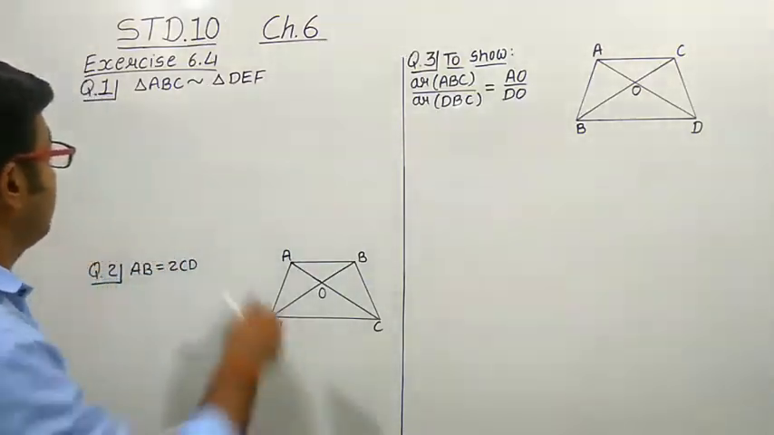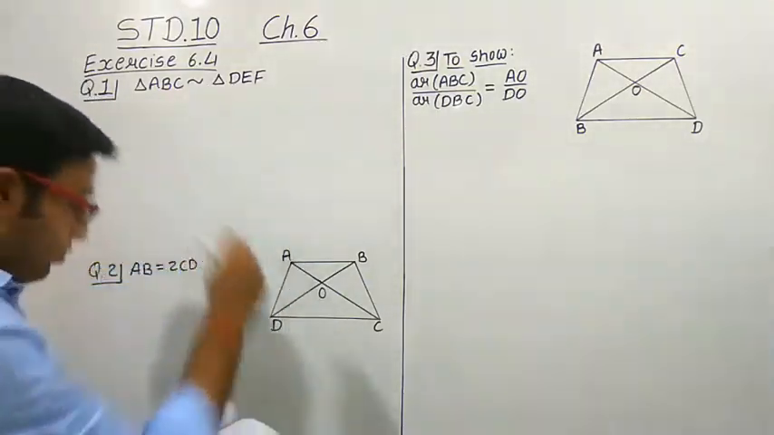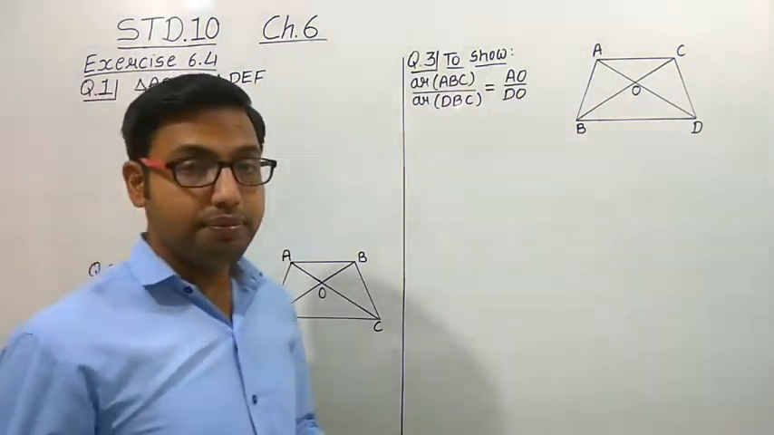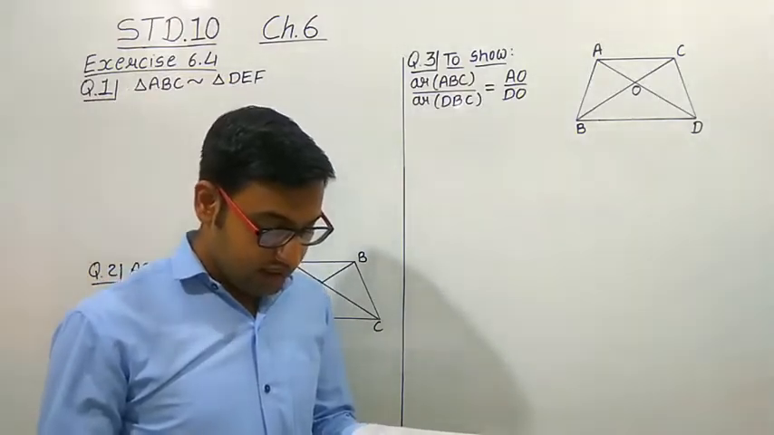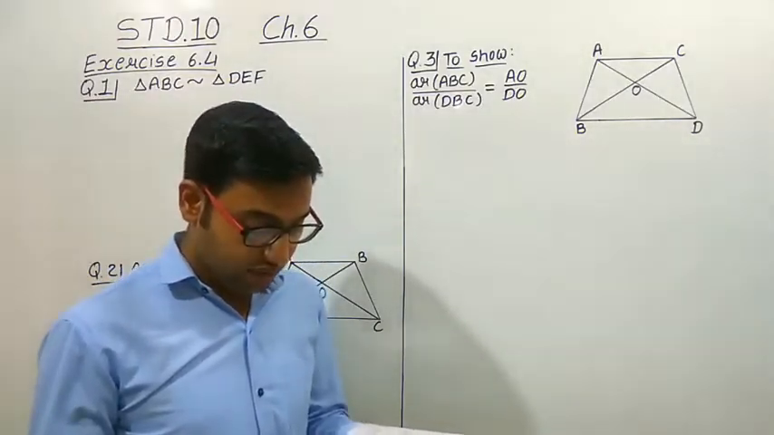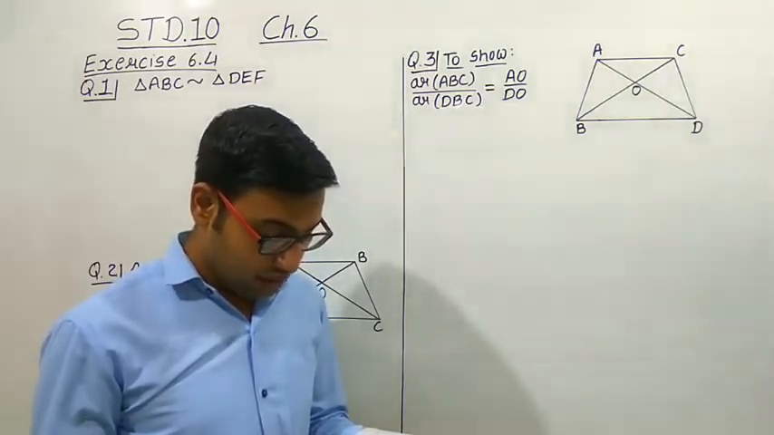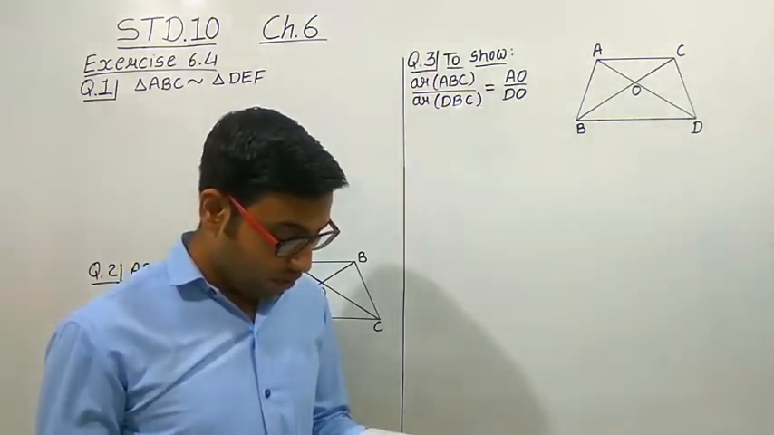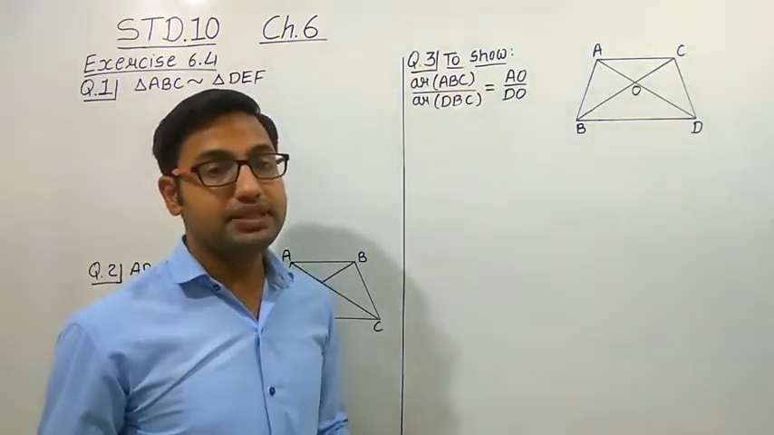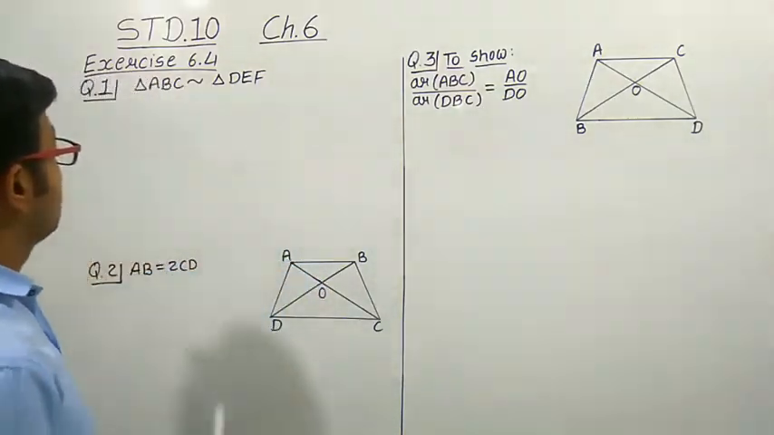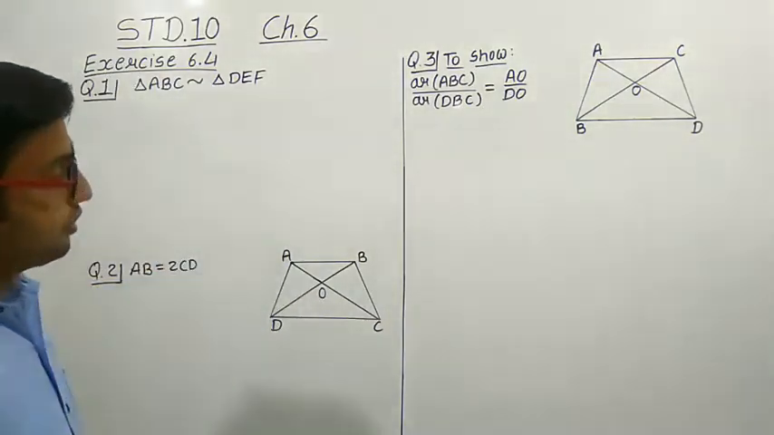We are given the condition that triangle ABC is similar to triangle DEF and their areas are respectively 64 centimeter square and 121 centimeter square. If EF is equal to 15.4 centimeter, find BC. So here we are given the areas of these two triangles, and we have said that the two triangles are similar.